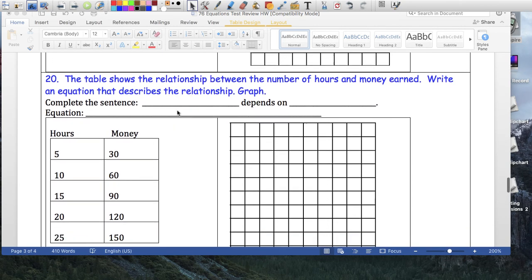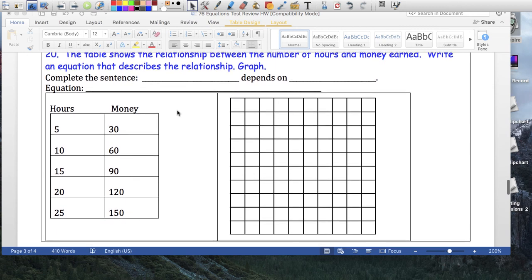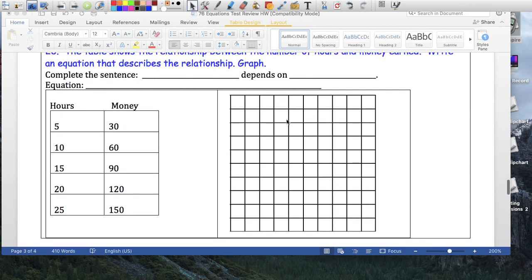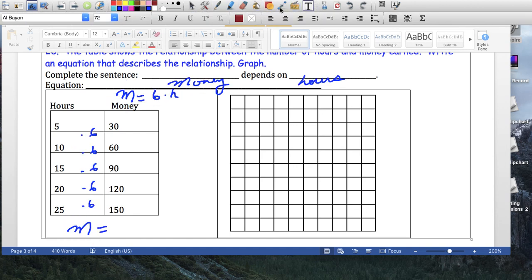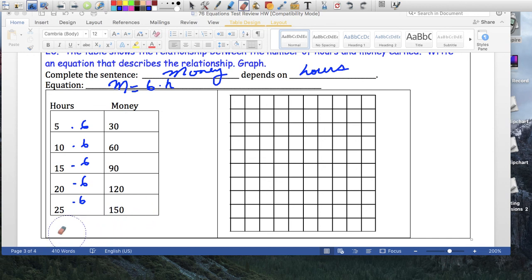I'll give you an easy one. So the money that whoever is working here earns depends on the hours. So let's write my equation: m, the money that he earns, has a relationship of times 6, times 6, times 6. So the money is going to be equal to 6 times the number of hours. Okay.